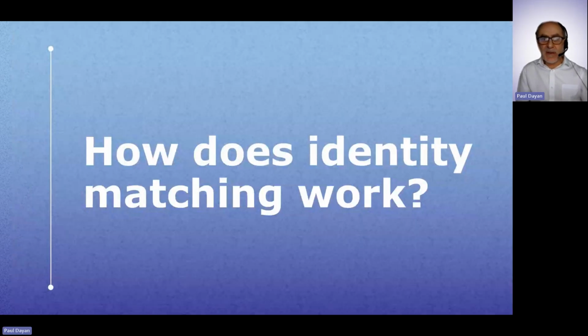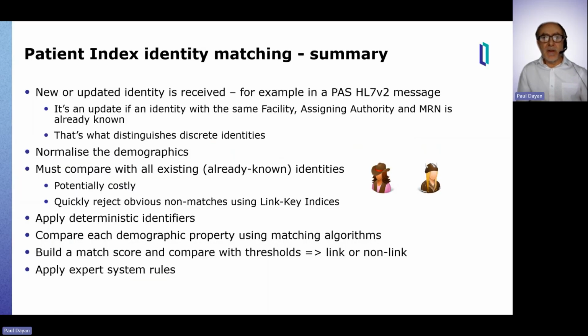Next question, how does patient index work? Well, patient index keeps a list of the patient identities it has received from the source systems. When it receives a new message, such as the demographics in an HL7v2 message from a hospital system, it first compares the medical record number, assigning authority, and facility in the message with all the known identities.